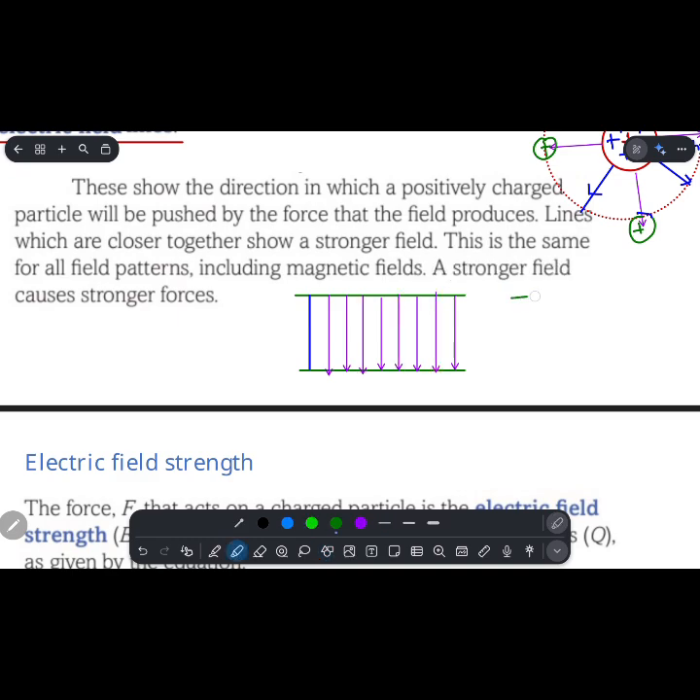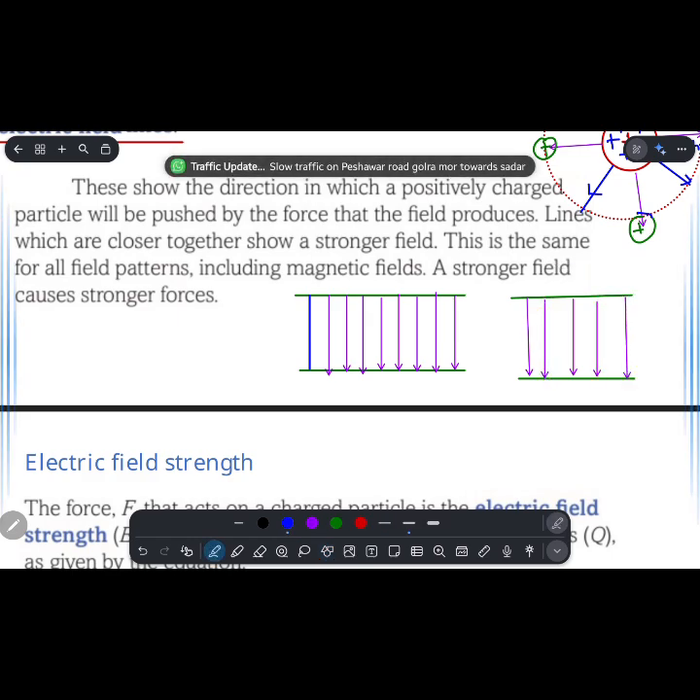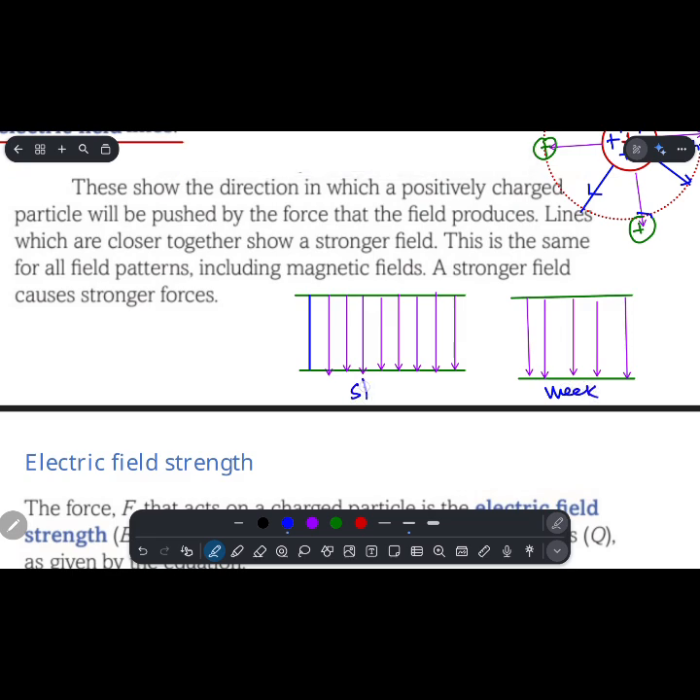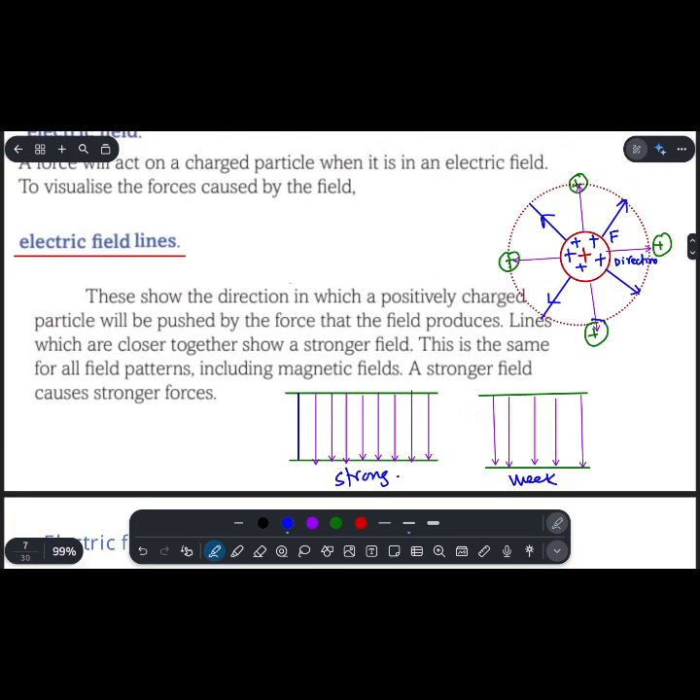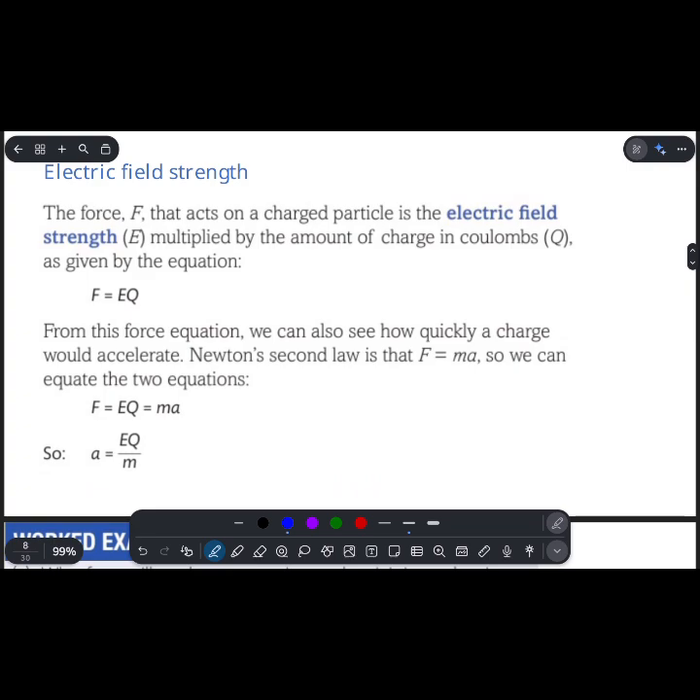But on the other way, for example, if we have two plates, and these two plates have the field lines separated by each other at a far distance, it means this is showing a weak force. So this is a weak force and this is a strong force, right? So the concentration of the electric field lines shows the strength of the field. Now this is electric field strength.